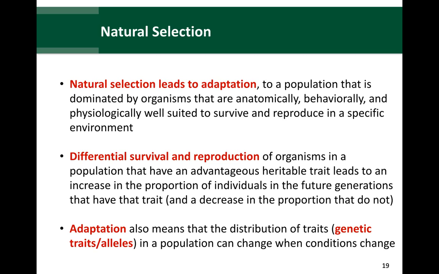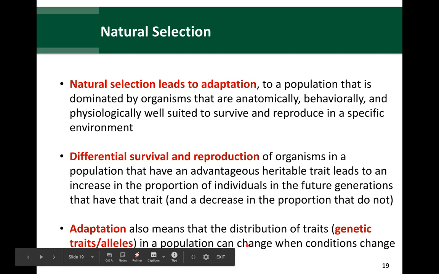Differential survival and reproduction of organisms in a population that have an advantageous heritable trait leads to an increase in the proportion of individuals in the future generations that have that trait and a decrease in the proportion that do not. So to relate back to the previous example, the proportion of darker mice and tan mice changed over time. There was an increase in the proportion of darker mice and a decrease in the proportion that did not have that favorable trait, the tan mice.